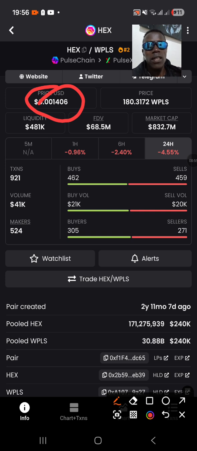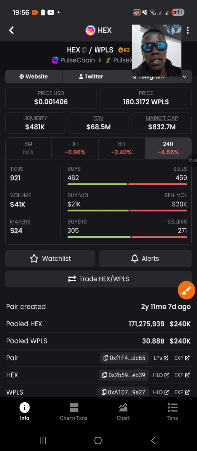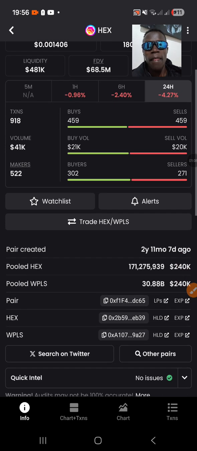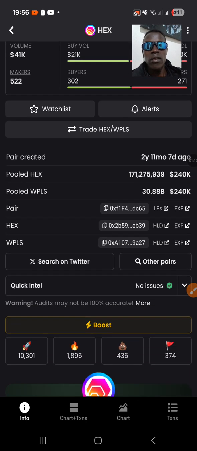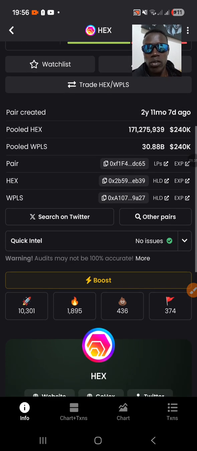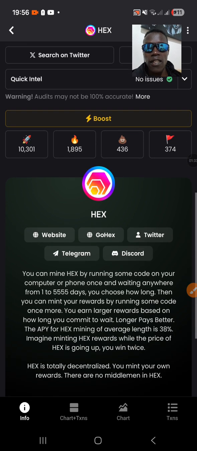0.0201406. So if you take that number and multiply by 130 or 128, you'll get the Kenyan price, where it is trading in the Kenyan market. You are also able to see these stats here: the liquidity, the transactions, the volume, and the makers. And then you are also able to see the trade against WPLS, that is the wrapped Pulse, that is the liquidity on the Pulse chain network.